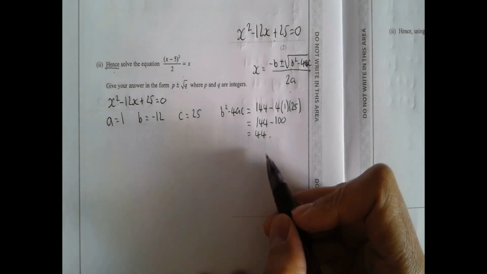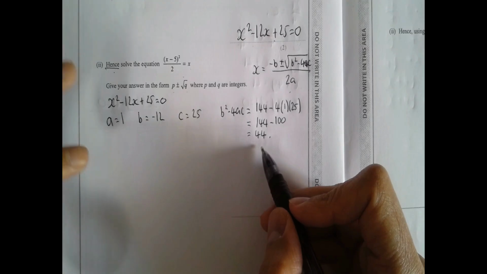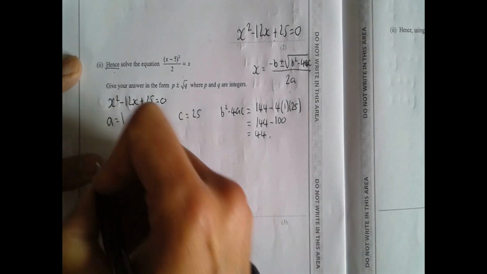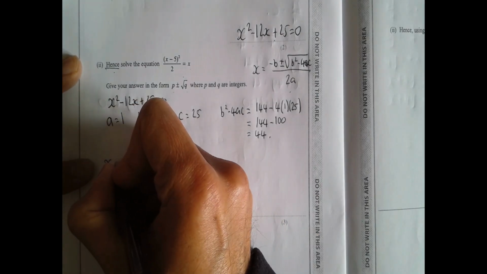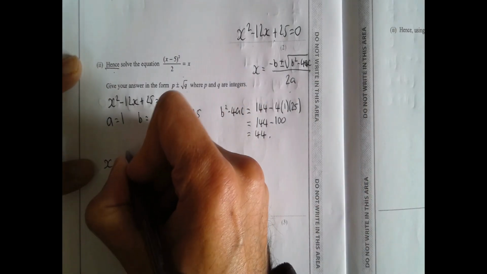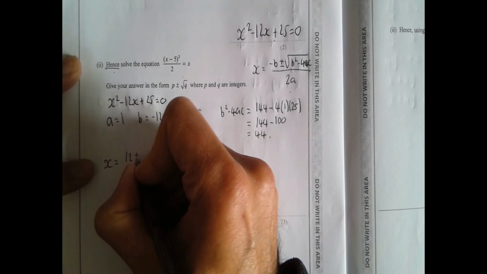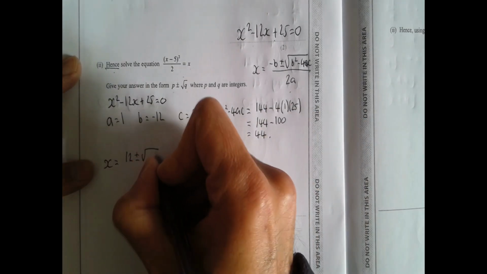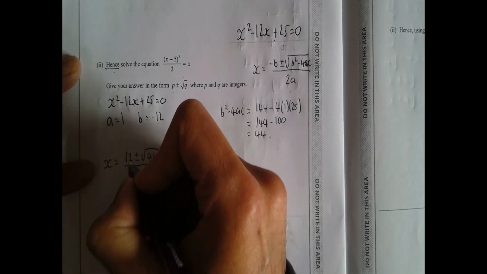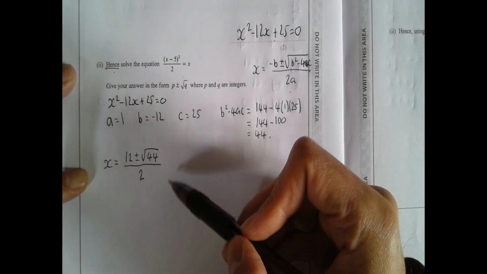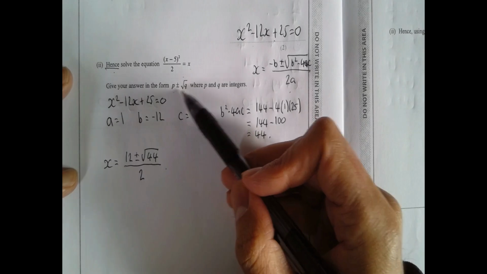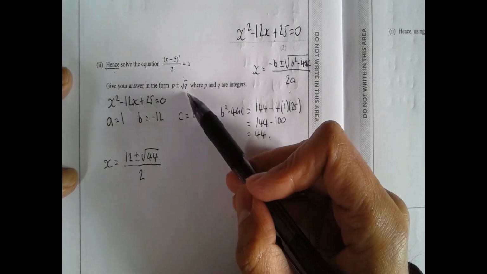Okay, so now that I know the value of the discriminant is 44, I can substitute all of this into my quadratic formula. So x is going to be equal to negative b, so that's the negative of negative 12, which is a positive 12, plus or minus the square root of 44, all over 2a, which is 2 times 1, which is 2. Okay, so I haven't quite got to this form over here. Here I've got p plus or minus root q, and there's nothing that it's been divided by.